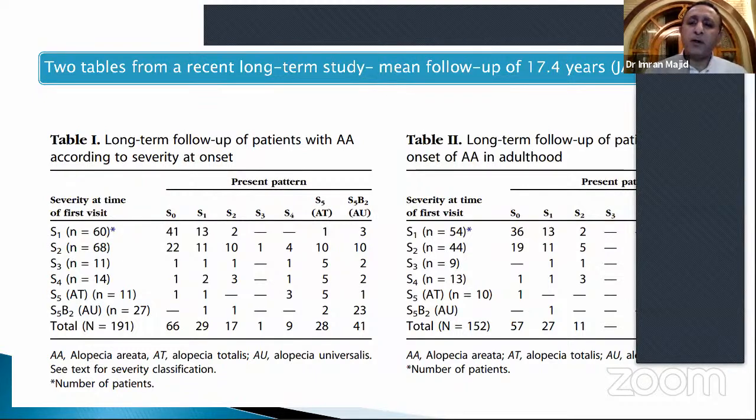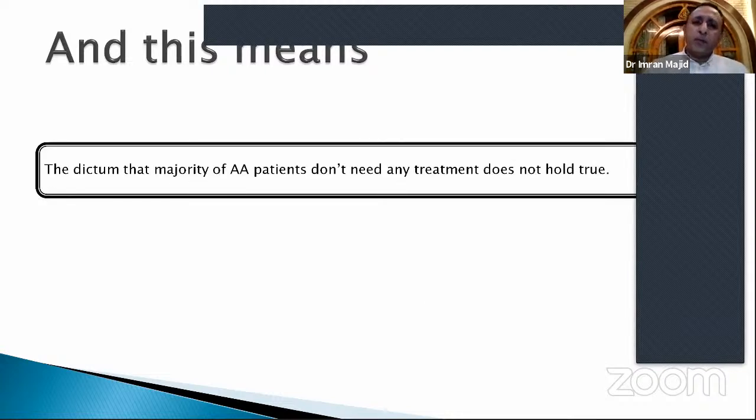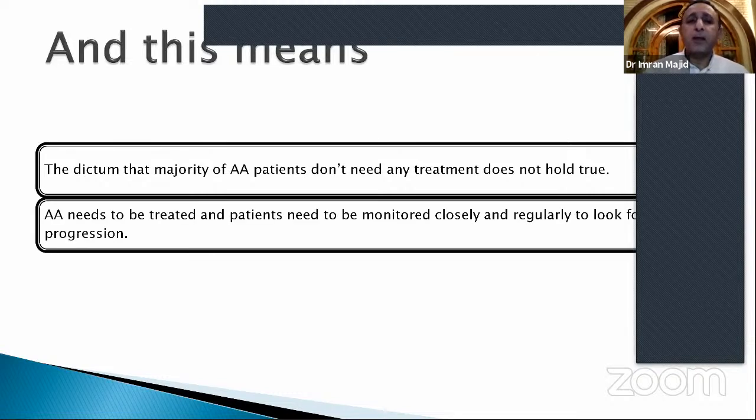So these are different stages, S0, S1, S2, and S3. These are different stages in the scoring of alopecia areata. And what does this mean? This means that the dictum that the majority of alopecia areata patients don't need any treatment, which is what was initially taught, does not hold true. Alopecia areata needs to be treated and patients need to be monitored closely and regularly to look for disease progression.